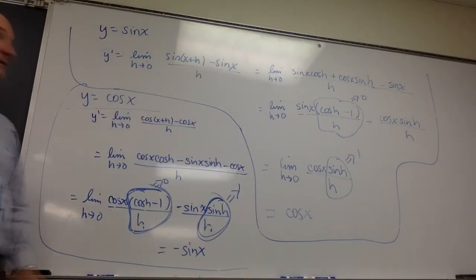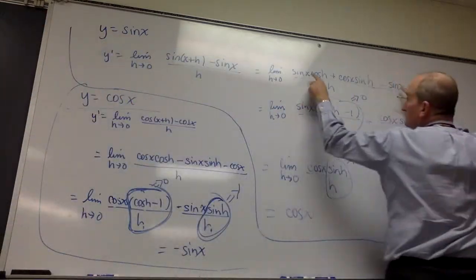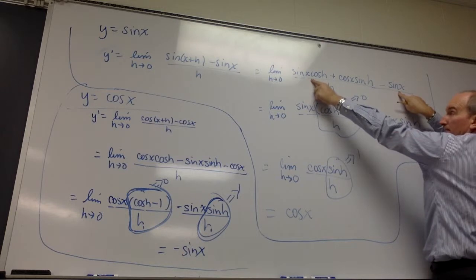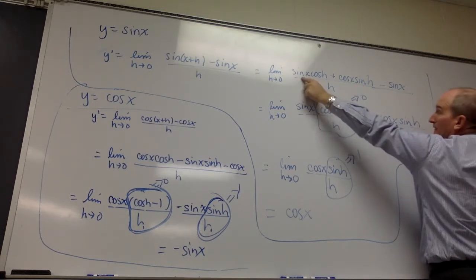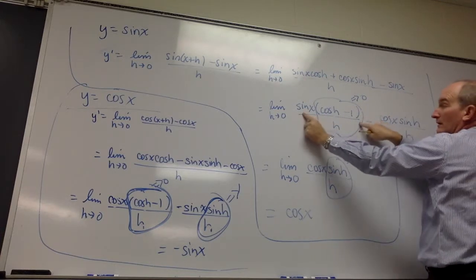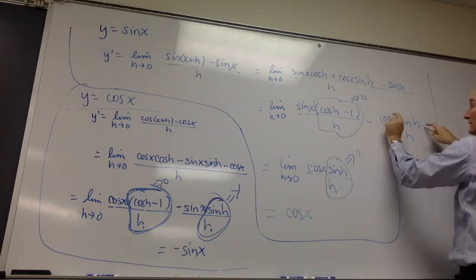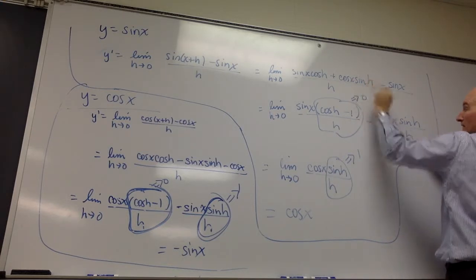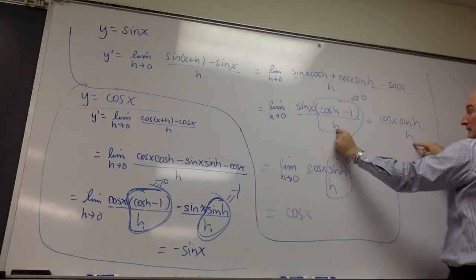I'm going to do some algebra here, and I'm going to split this up over two separate fractions. I'm going to take a look at these two, put these together, and then I'm going to write this one separately. So this is sine of x times cosine of h minus sine of x, which I did here, and I did a little algebra first and foremost. I'll explain that in just a moment, plus cosine of x times sine of h all over h separately. And I split it up with a plus and then h in the denominator.